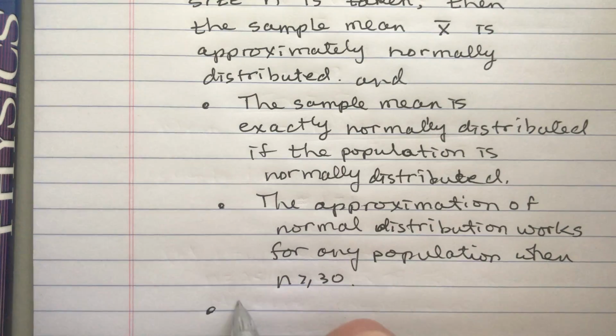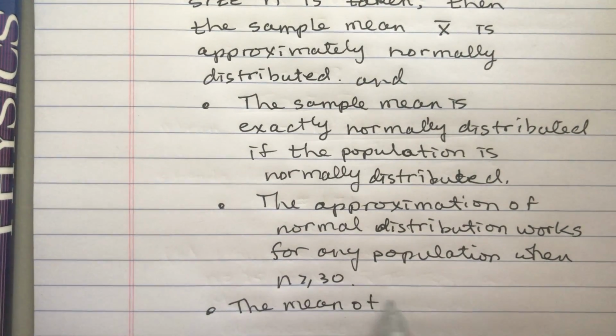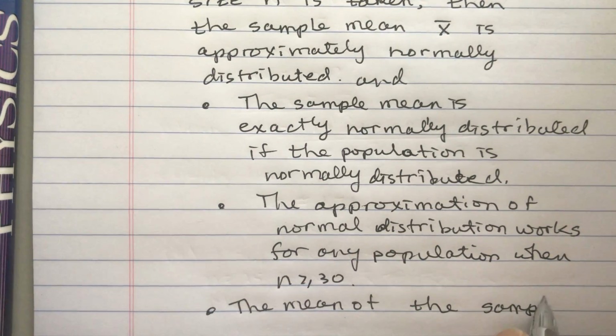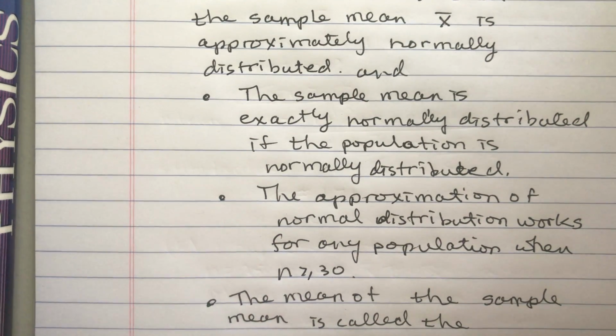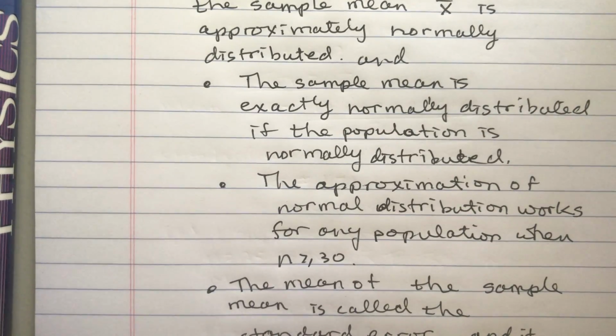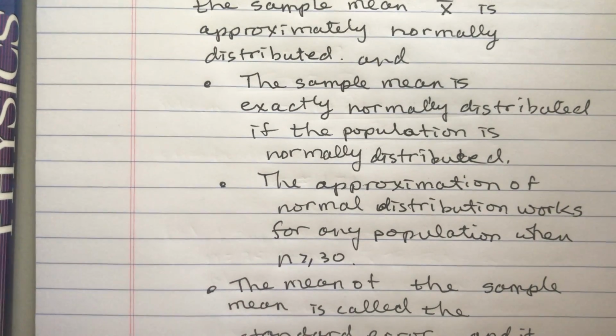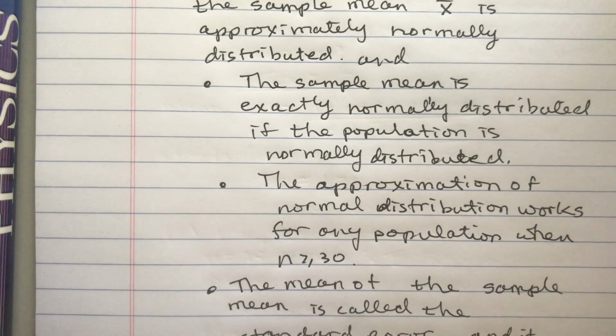Okay, the mean of the sample mean is equal to the mean of the population. That is, mu x bar is equal to mu.